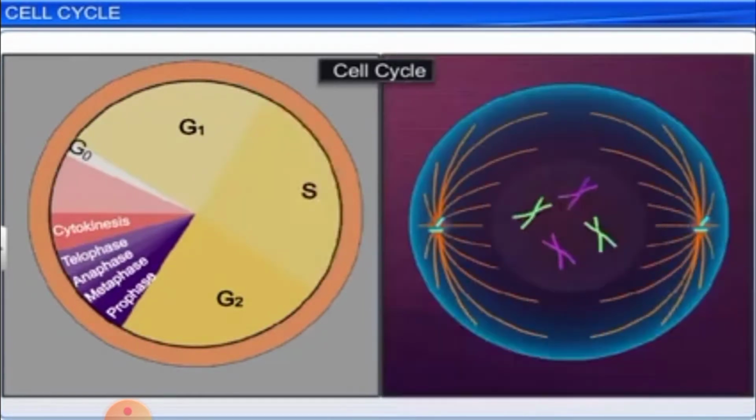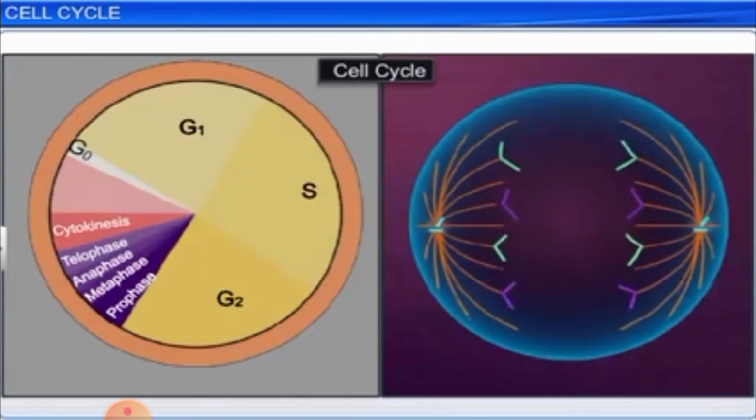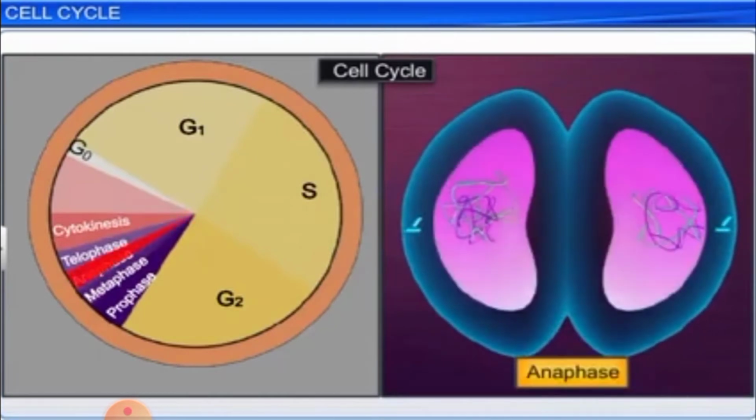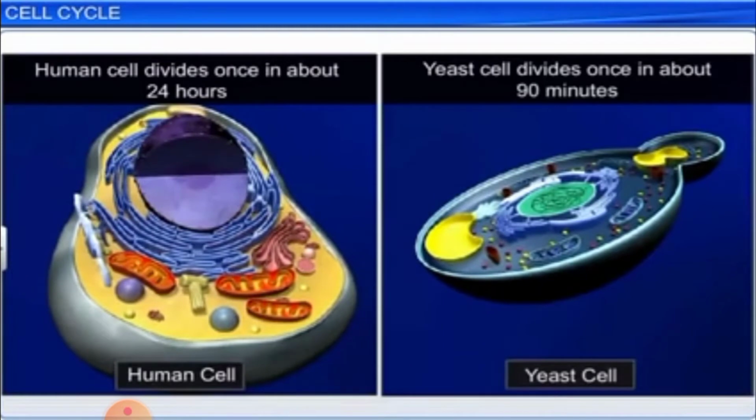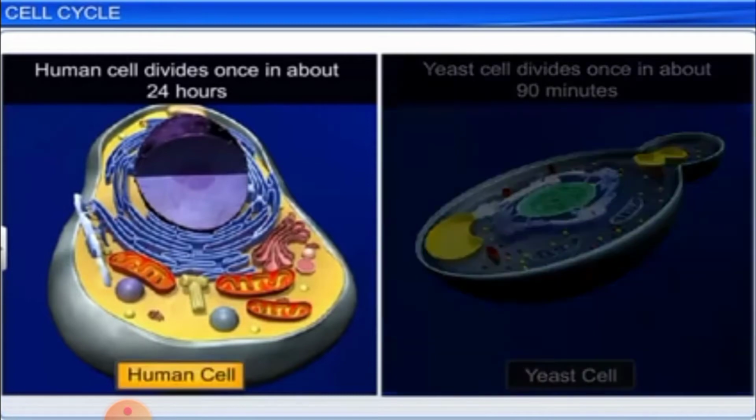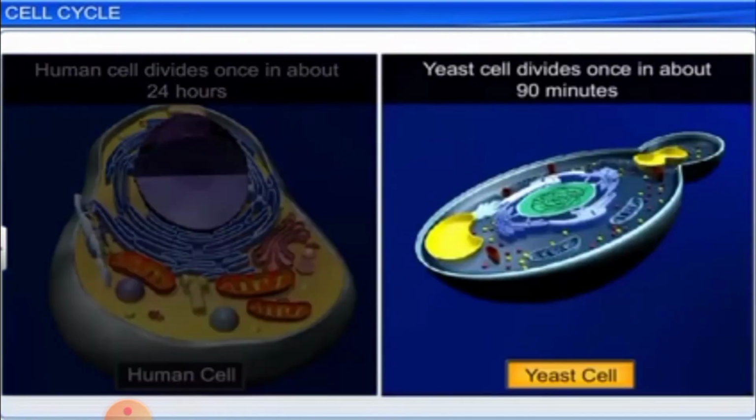The phases of cell cycle. A typical eukaryotic cell cycle is illustrated by human cells in culture. These cells divide once in approximately every 24 hours. However, this duration of cell cycle can vary from organism to organism. Each cell divides every 90 minutes.